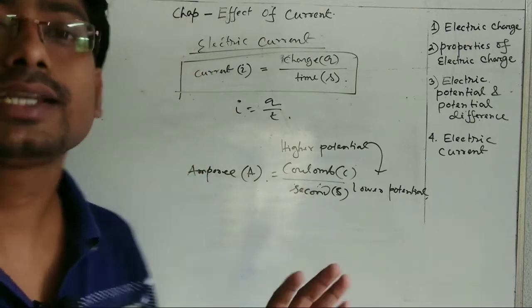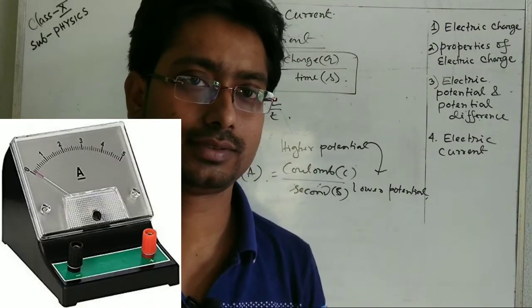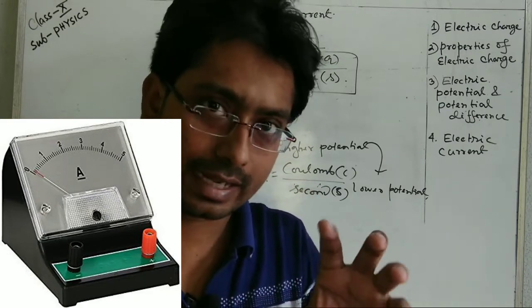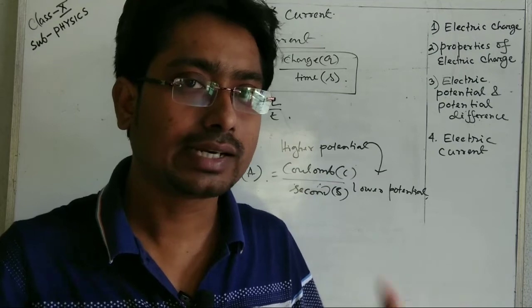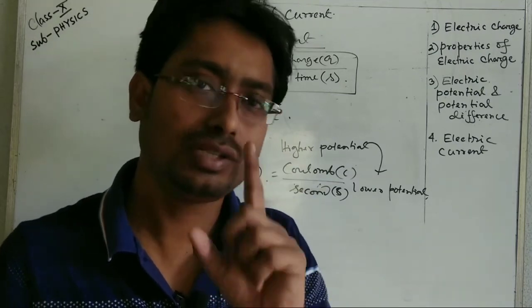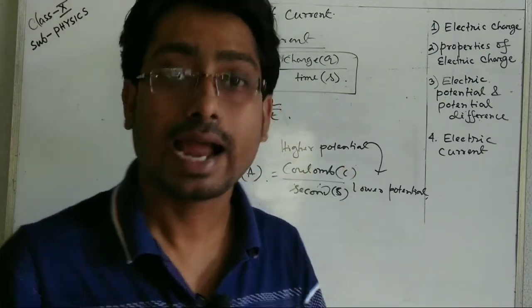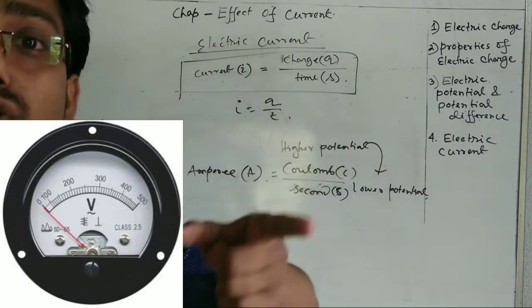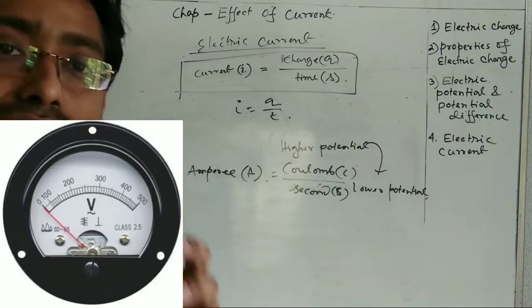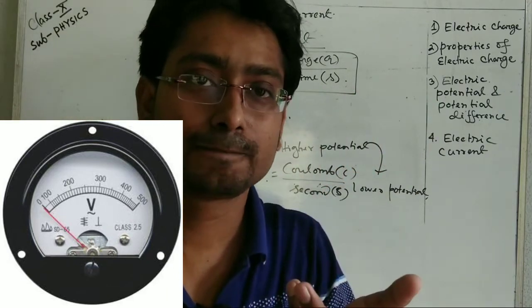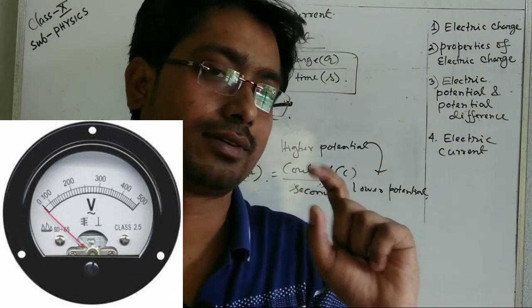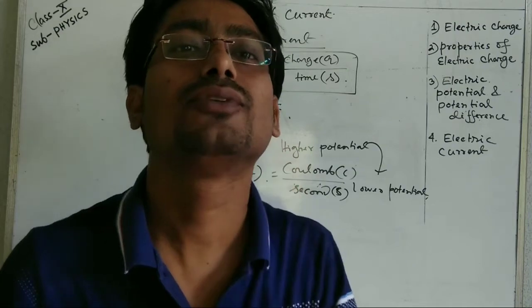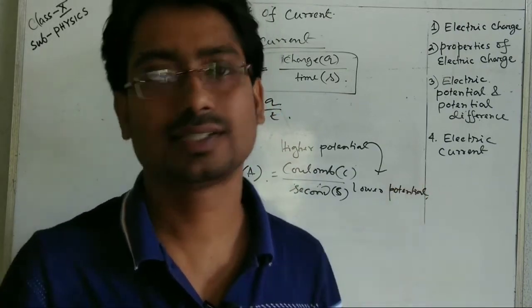Electric current can be measured by an ammeter. The ammeter is a device and it is always connected in series. For measuring current, the ammeter can only be connected in series. And the voltmeter, how do you measure potential difference or potential? You can measure potential difference or potential by a voltmeter, but the voltmeter can only be connected in parallel with the resistance. Keep these things in your mind.